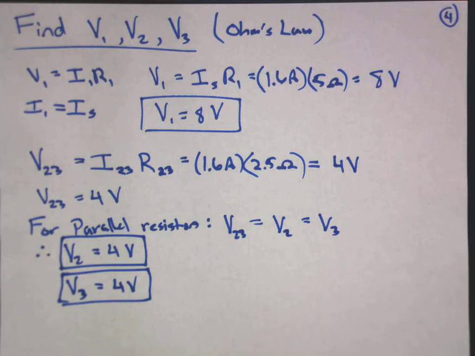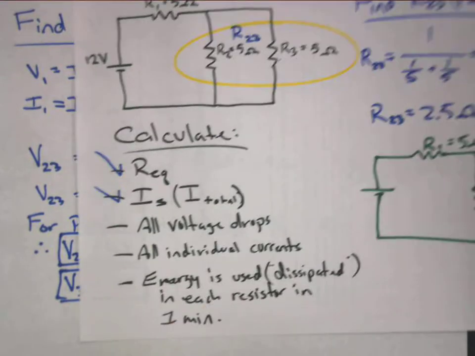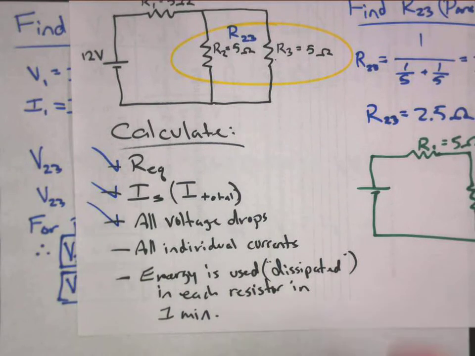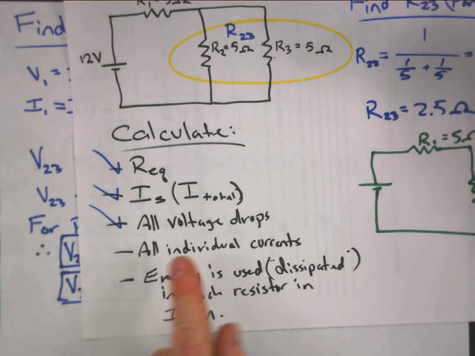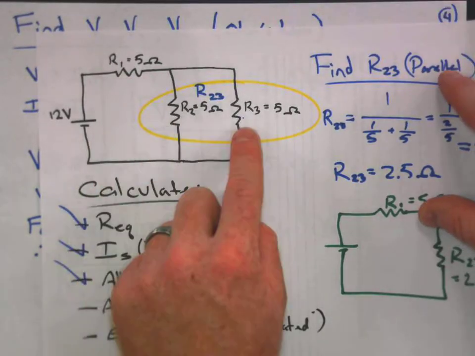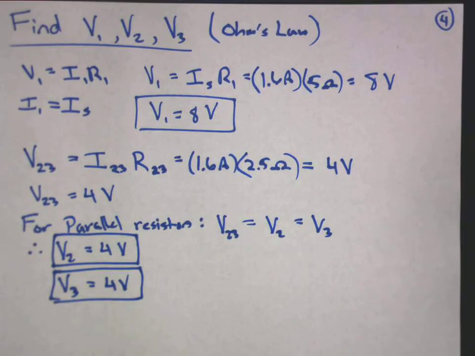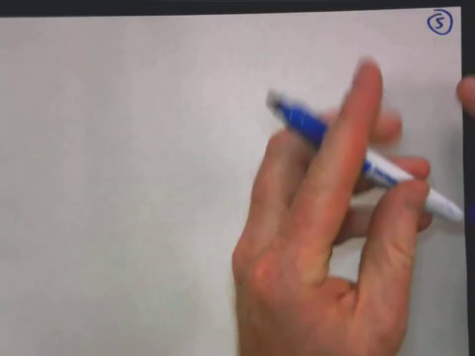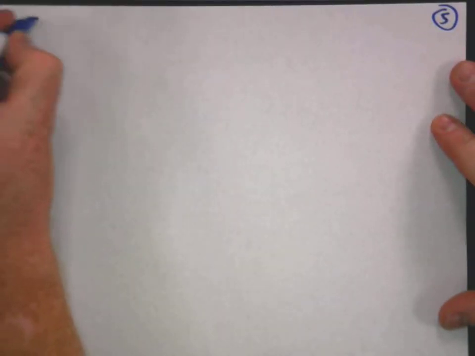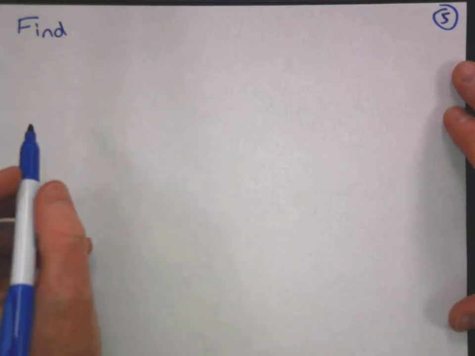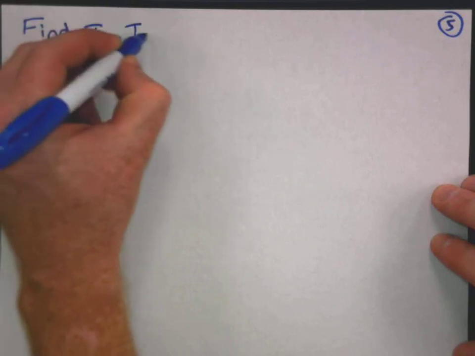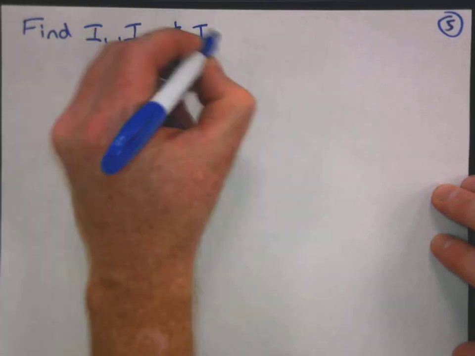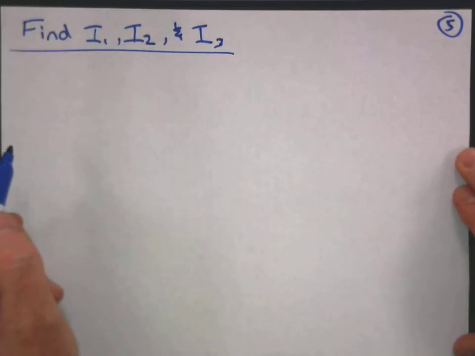Now, what have I accomplished? I have found the voltage drop across each resistor. Check that off the list. Now I want to find the individual current flowing through each resistor. Individual current. That is page 5 now. I'm now going to find individual currents. And so this is going to be I1, I2, and I3, individual currents through each resistor.